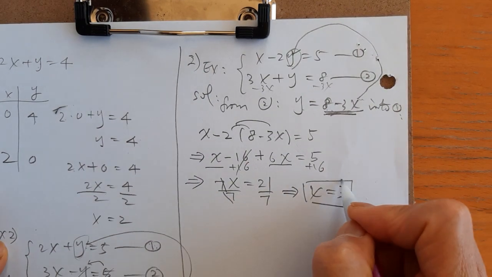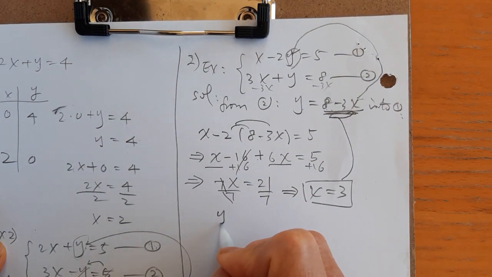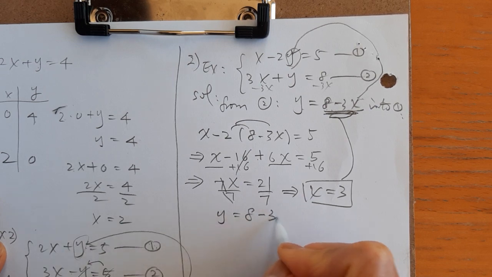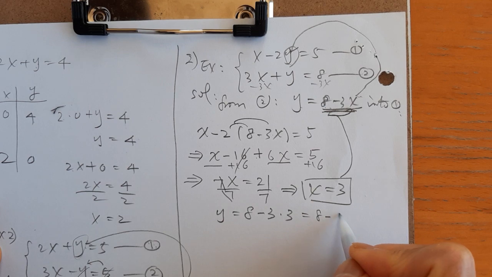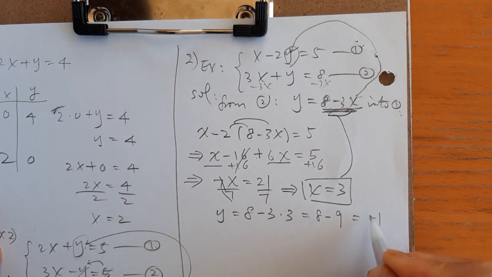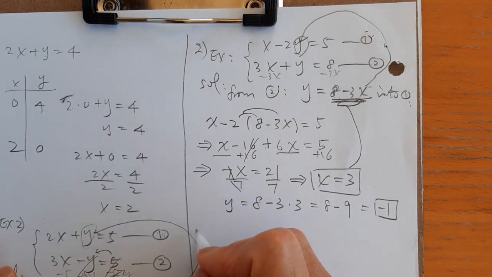After you get x equals 3, you plug it in here, and you will get y. So y equal 8 minus 3 times 3. X is 3, so it's 8 minus 9, so equal negative 1. So then you will check.